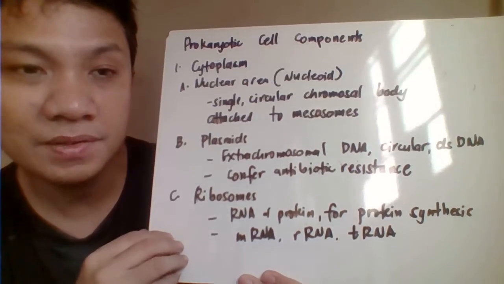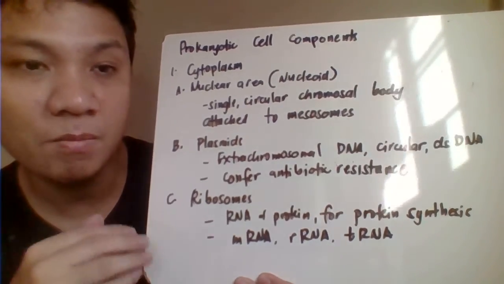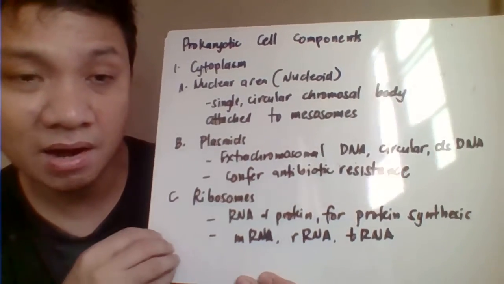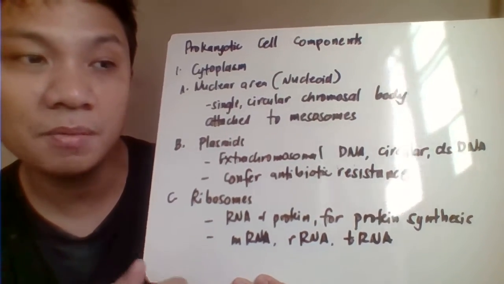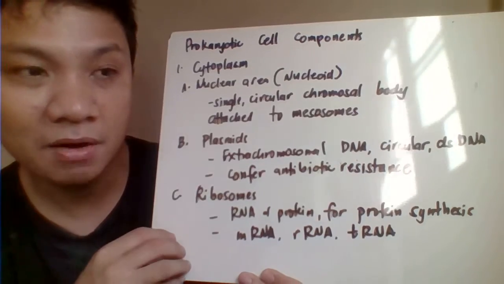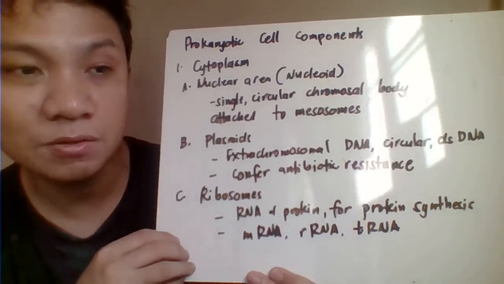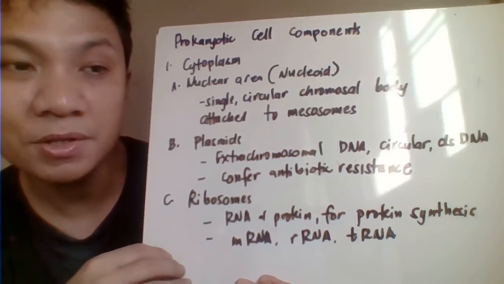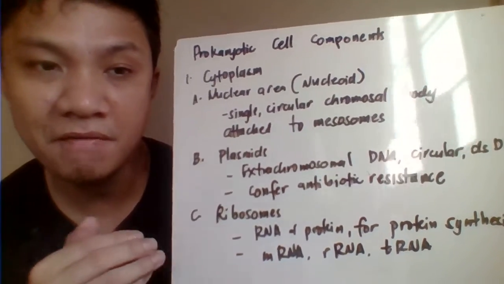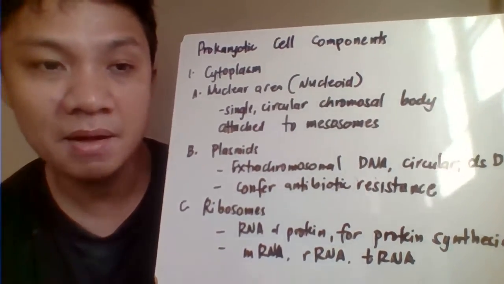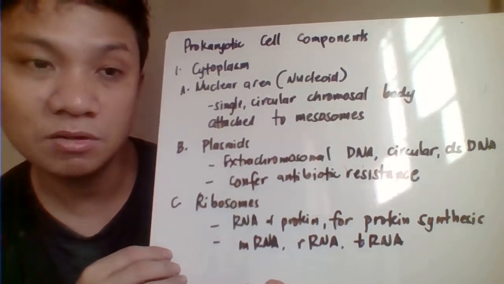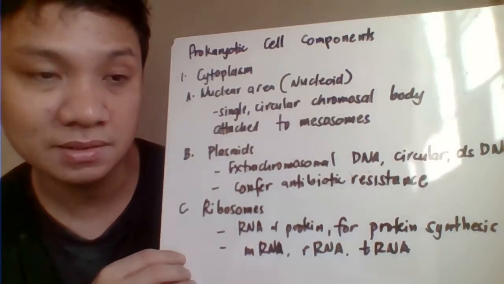Itong plasmid na to is being exchanged by your bacteria from one bacteria to another. Since they are exchanging their DNA, that would allow them to confer resistance to antibiotics, which normally dapat hindi sila resistant, but they're able to acquire this plasmid coming from another bacteria through genetic exchange, and therefore that would render them as well to become resistant to those antibiotics.